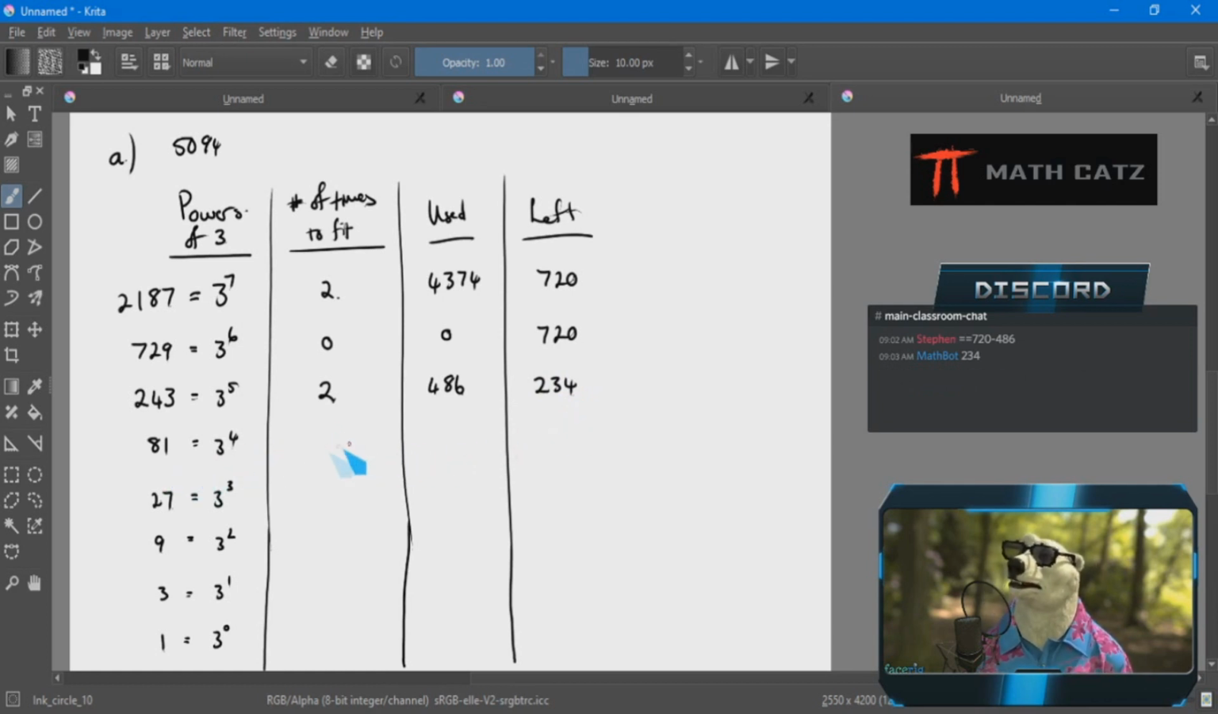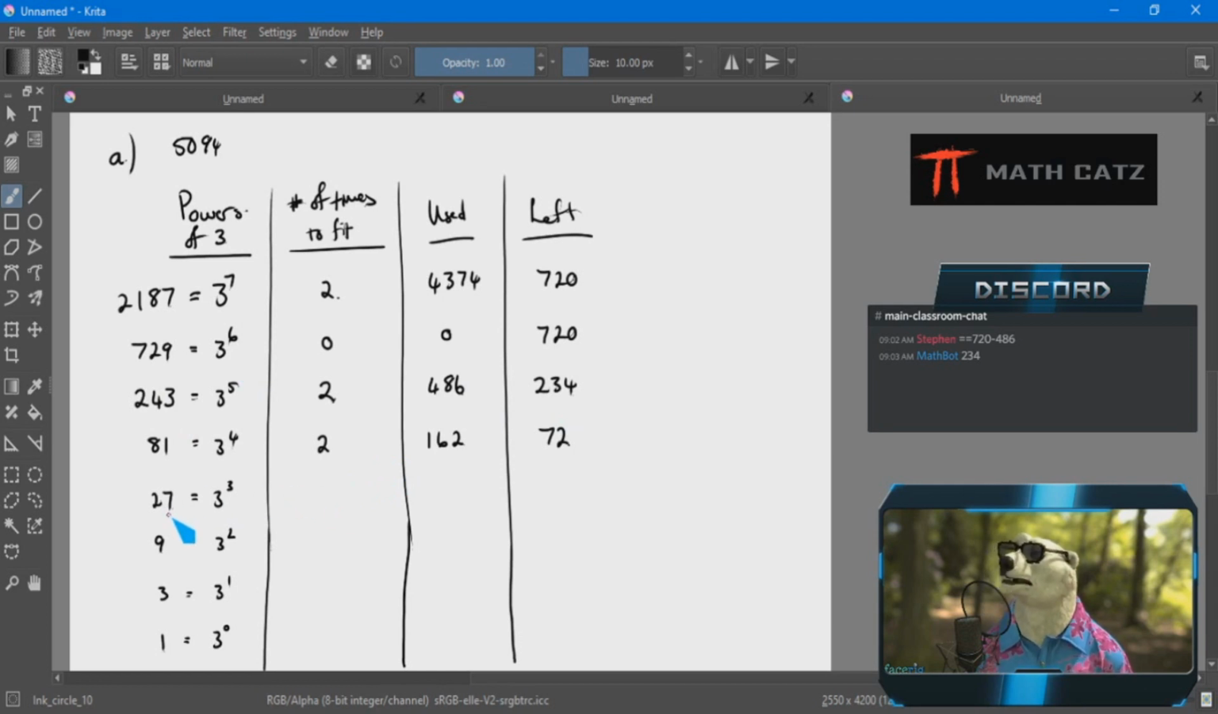Some 81s can fit into that. Only 2 of them. 2 times 81 is 162. And you see here that I have 72 left, which wasn't enough for another 81. So whatever I have left can't be the same or bigger as the group size I'm working with, because then I could have fit another one in.